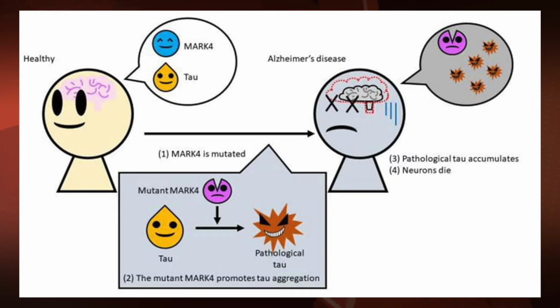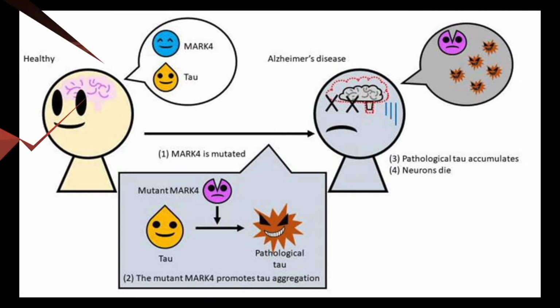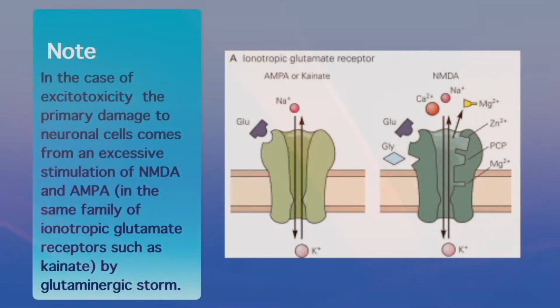Another example is the absence of normal inhibitory inputs from medium spiny neurons of the basal ganglia as a cause of Huntington disease. In the case of excitotoxicity instead, the primary damage to neuronal cells comes from excessive stimulation of NMDA and AMPA by glutamatergic forms. This is the same family of ionotropic glutamate receptors, for instance, kainate.